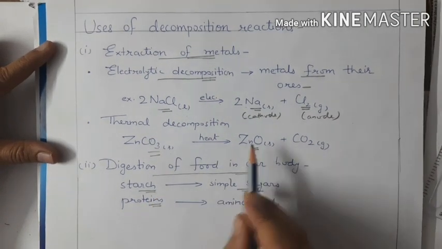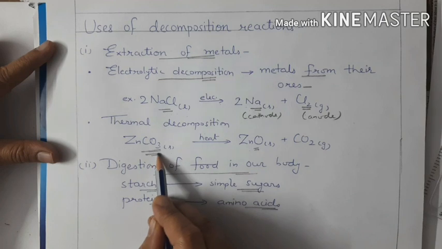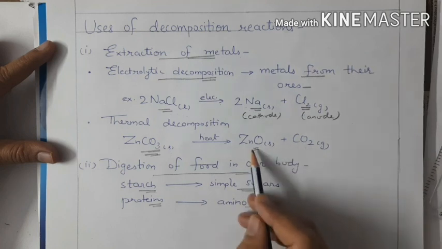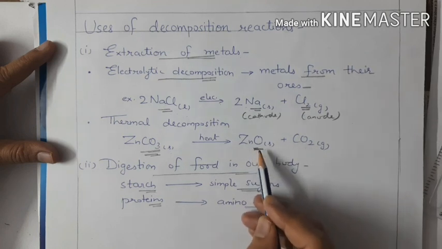Zinc oxide is obtained by the thermal decomposition of zinc carbonate. Zinc carbonate, when heated, breaks down into zinc oxide and carbon dioxide. Zinc oxide obtained is then reduced with the help of carbon.